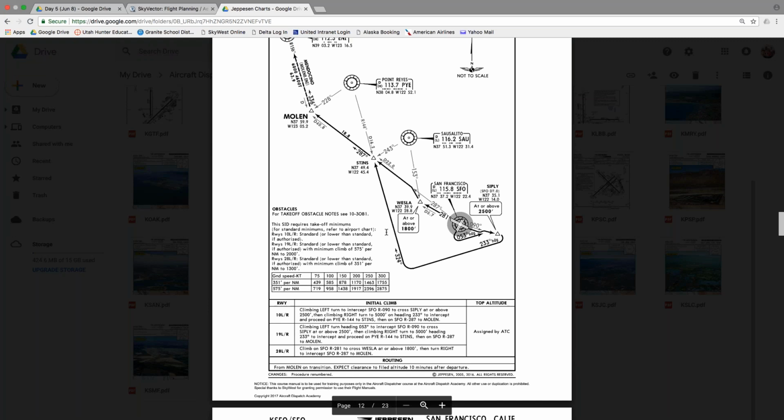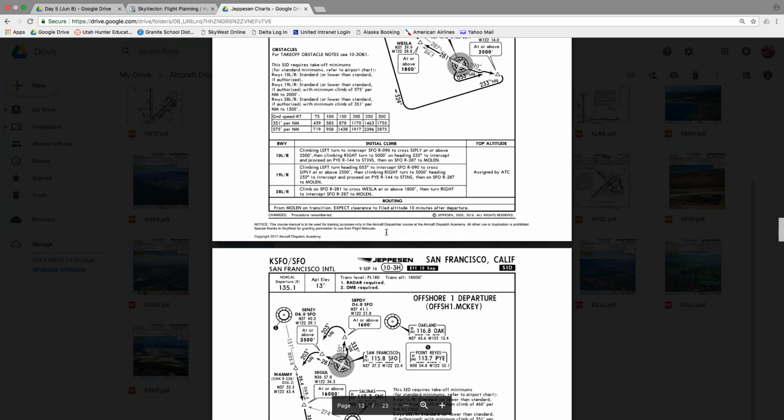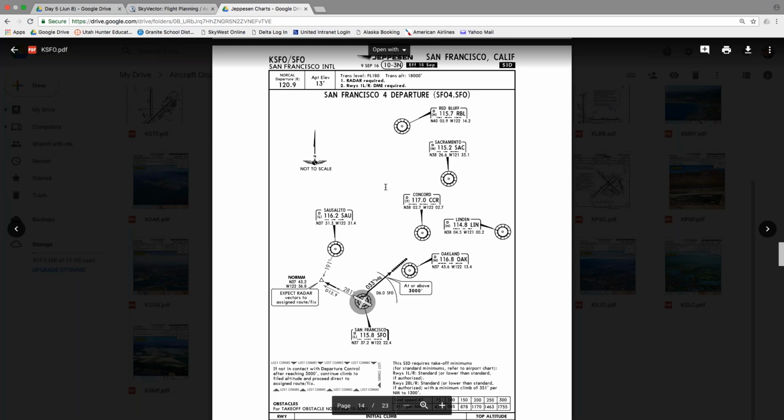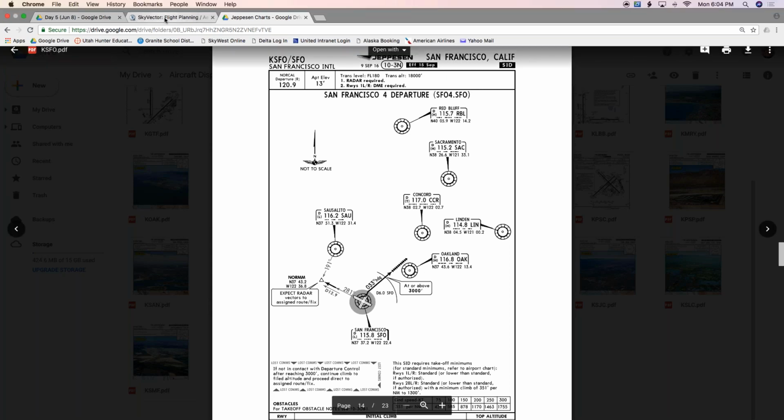Departure. Since this is kicking me out onto the coastline, I think I'm going to go with this vector SID. So I'm going to pick Red Bluff or Sacramento as my transition point.